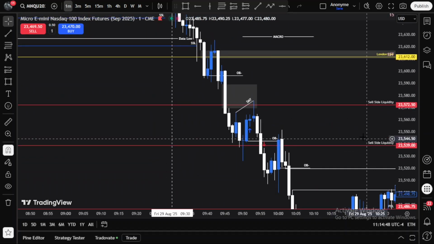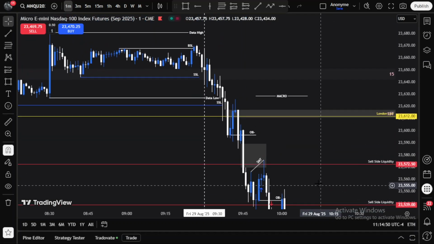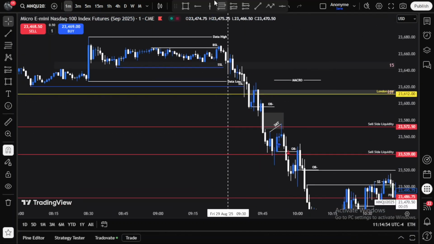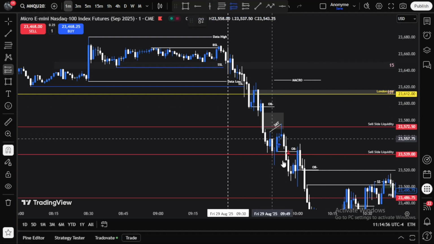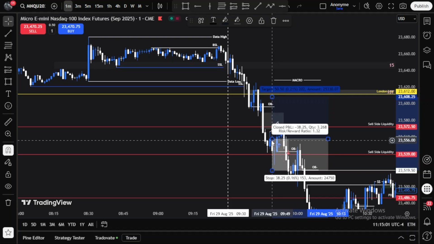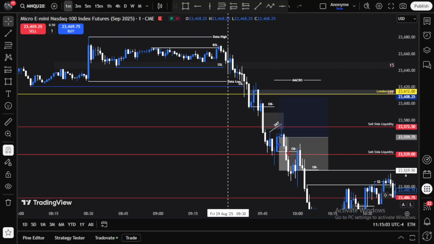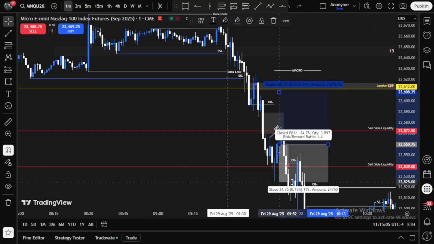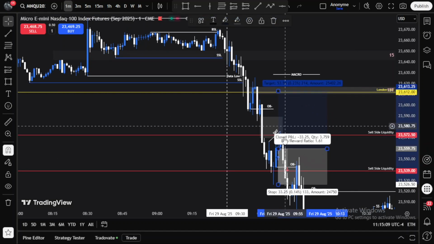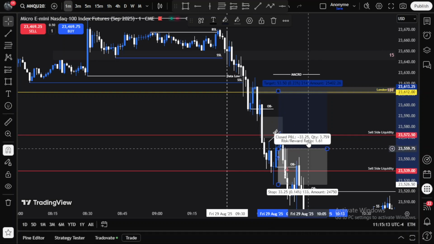I wasn't really anticipating it to go to the midnight open. My plan was the worst case scenario. I took it right here. I thought that the worst case scenario is we tap into the first presented, I move my stop to break even, and I get break even.